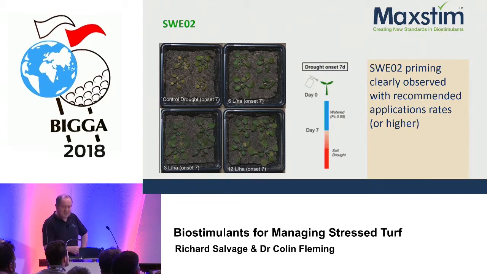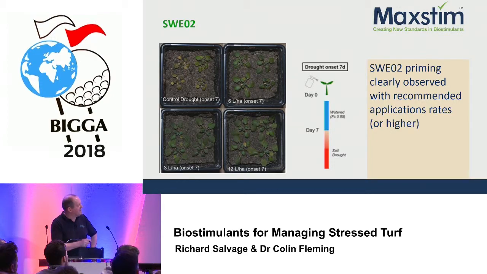However, look here. In this case, we've taken a seaweed extract and we've pre-treated, and we've let the plant survive in good growing conditions for a week. And then after 7 days, we hit them with a drought stress. So here's our droughted plant control, untreated, and you can see the plants are all dying off. Look at this one.